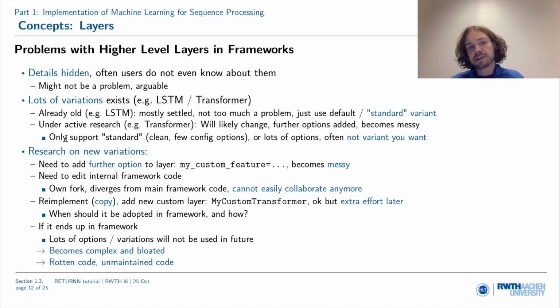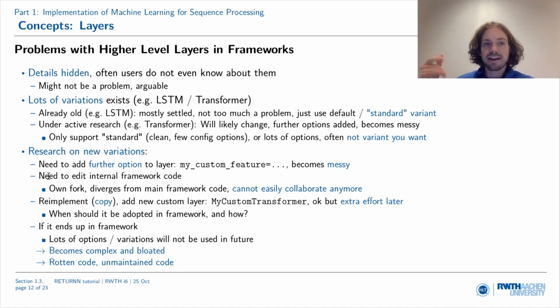So a framework could only support a standard variant, then it's kind of clean and only has few config options, or also the framework could have lots of options. But in any case, often it's not exactly the variant you want. So now when you think about how to do research on new variations of transformer, for example, what you could do is you could add some new further options to an existing layer. But this can become quite messy.